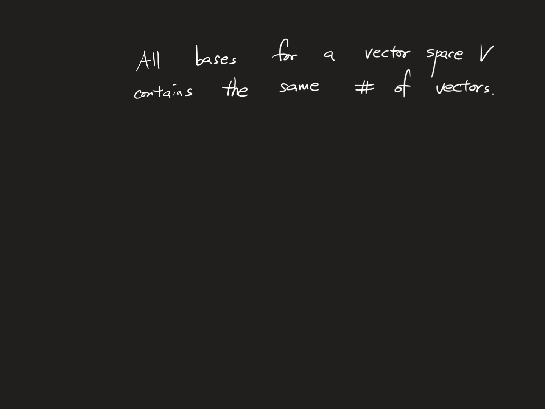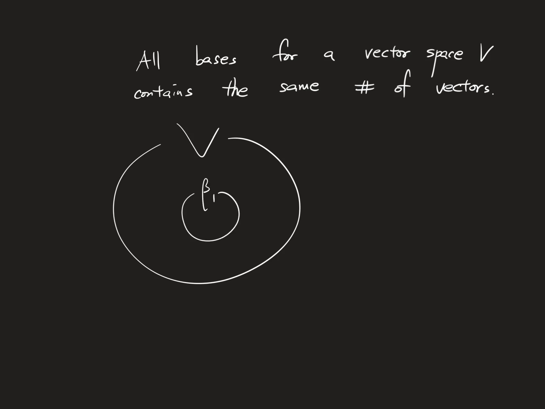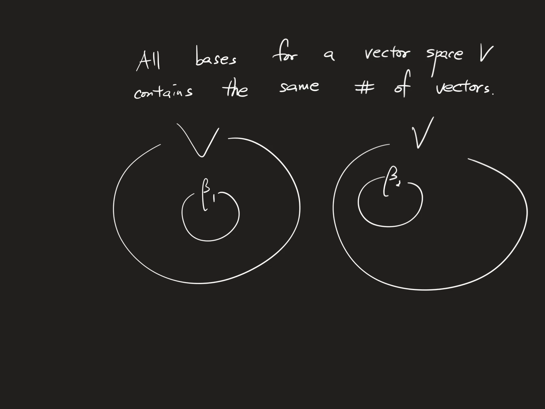For a given vector space, all bases contain the same number of vectors. As I said, if we have a vector space and a basis, for the same vector space we could have another basis. So the basis is not unique. But the invariant thing is the number of vectors in a basis, which is called the dimension.